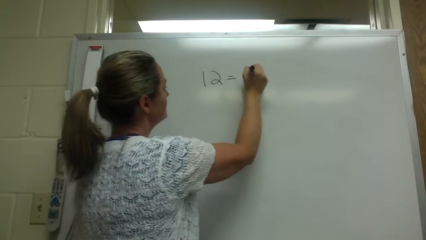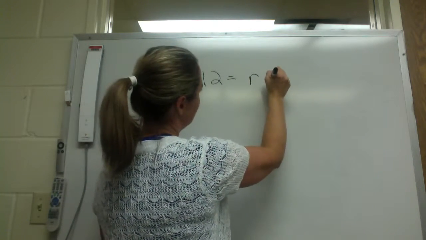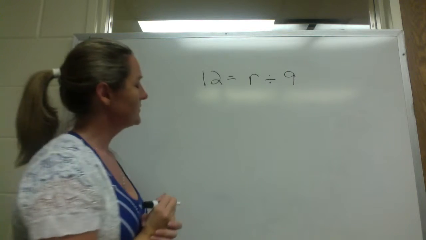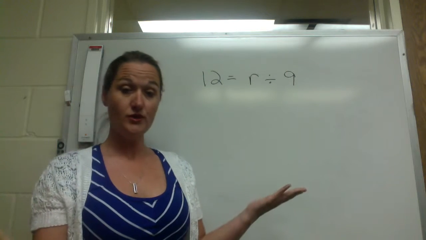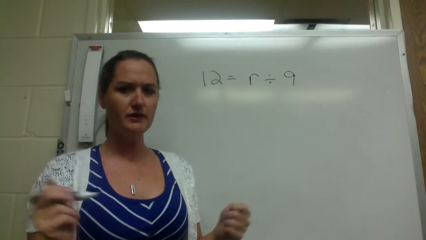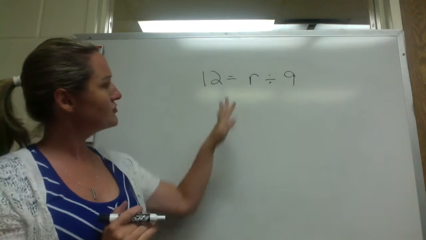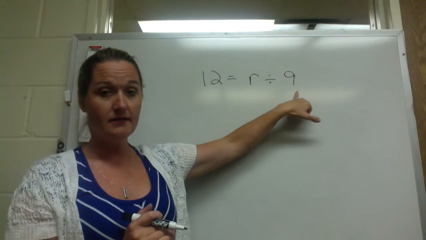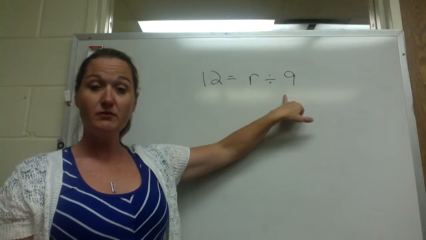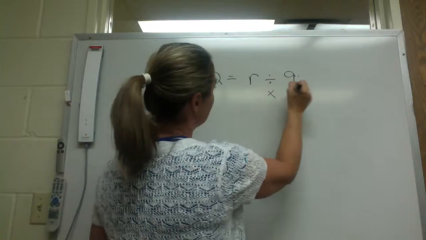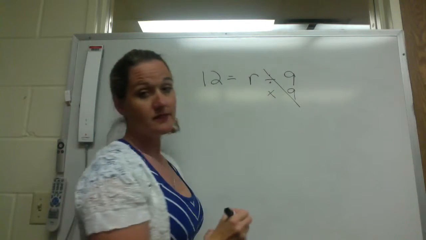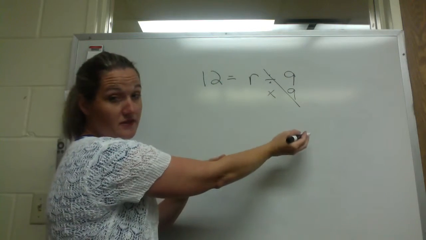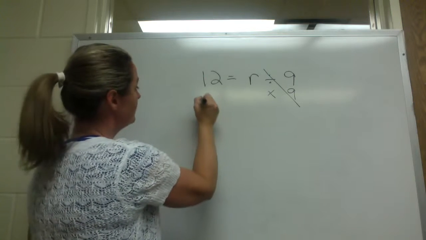12 is equal to R divided by 9. So what is R? It's probably a pretty big number. First step, got to get R all by itself. What's in the way? Divided by 9. What's the opposite of dividing by 9? Multiplying by 9. Okay, poof, that's gone. If I multiply by 9 on this side, I have to do the exact same thing over here.